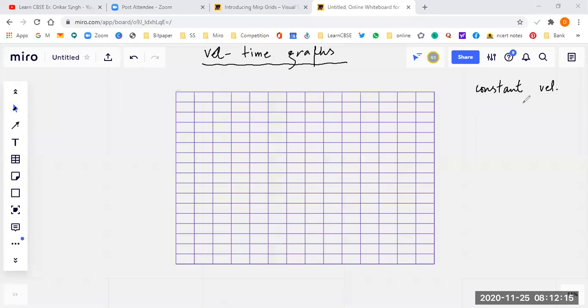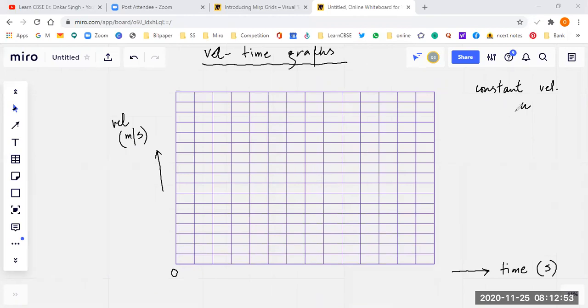Constant velocity u. So when I'm talking about a velocity time graph, obviously on the y-axis I will take velocity, and its unit is meter per second. On the x-axis I will take time in seconds. Okay, so this is my origin, 0, 0. So now I want to draw the velocity time graph.